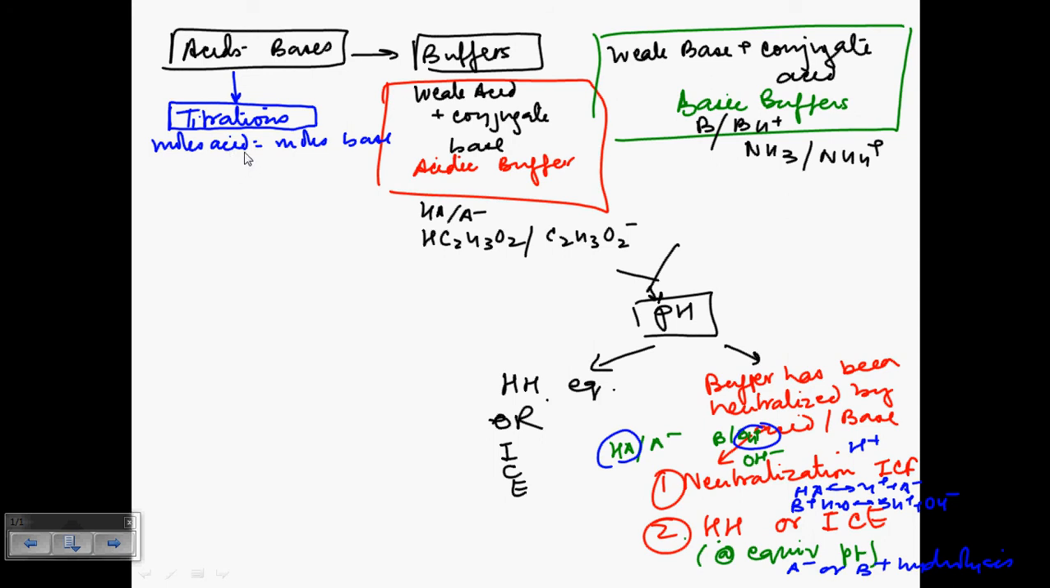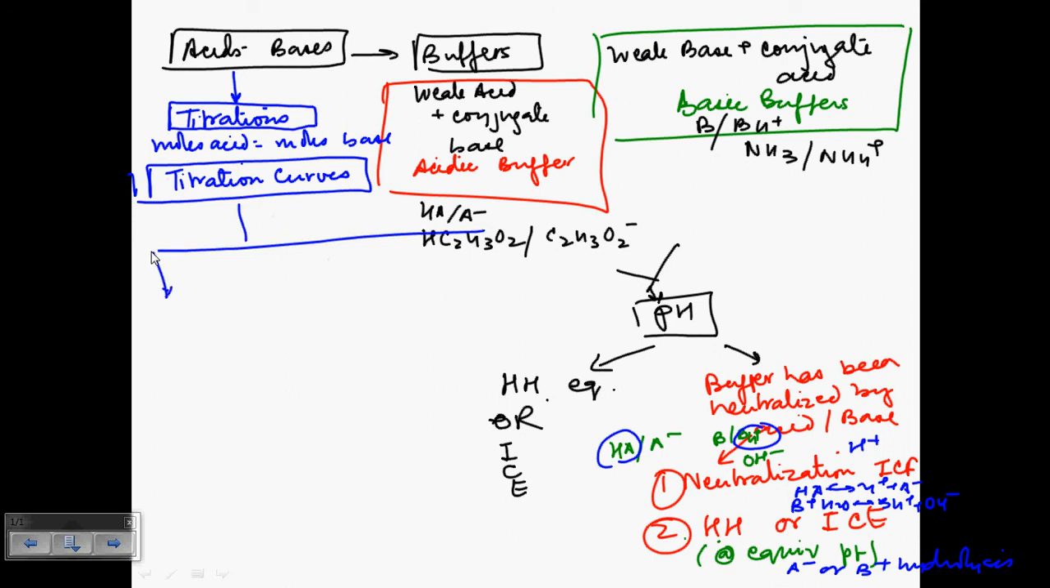Now, titration curves monitor changes in pH with the volume of titrant added. And we have three different titration curves that we'll study today: strong acid, strong base; weak acid, strong base; weak base, strong acid; and then the polyprotic acid you can draw on your own.